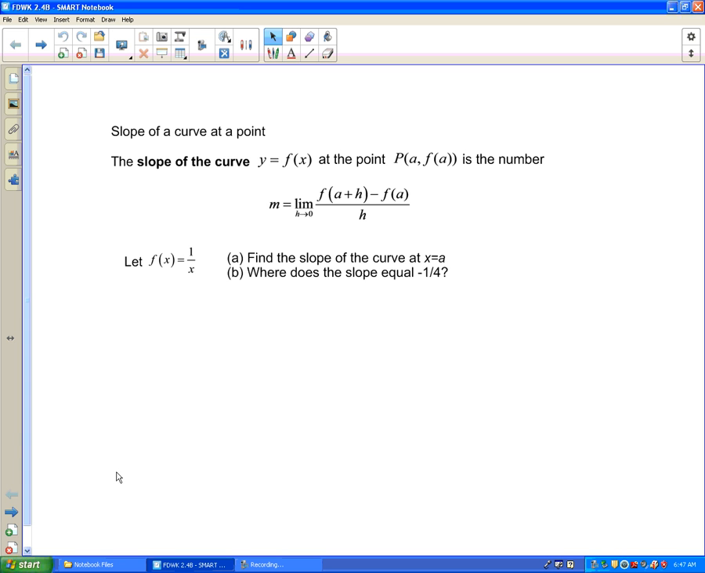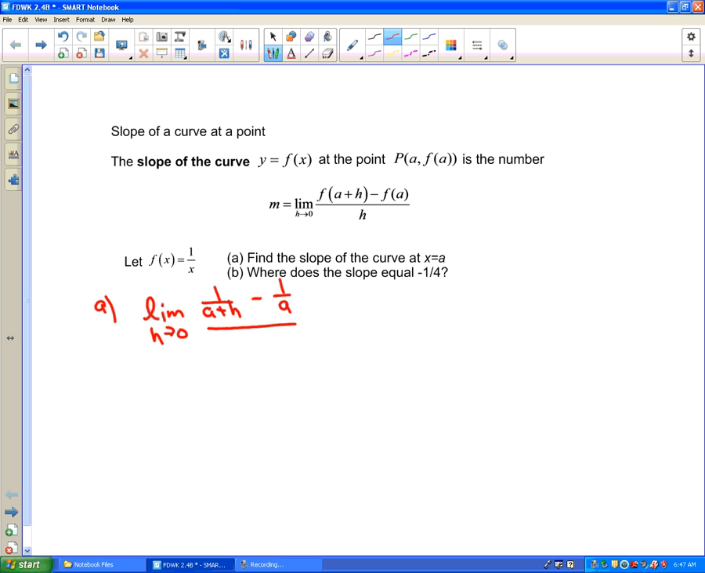Let's let function f be 1 over x. Let's do two things. Find the slope of the curve at x equal a, and then where does that slope actually equal negative 1/4? So for part A, we are going to want to take the limit as h approaches 0 of 1 over a plus h minus 1 over a all over h.